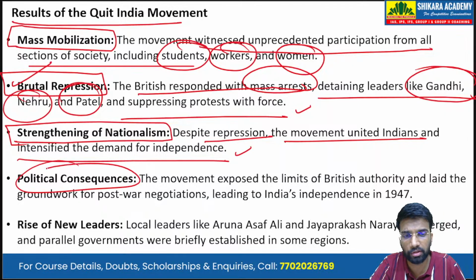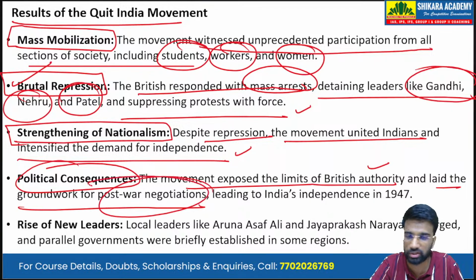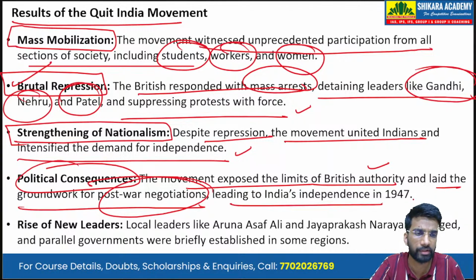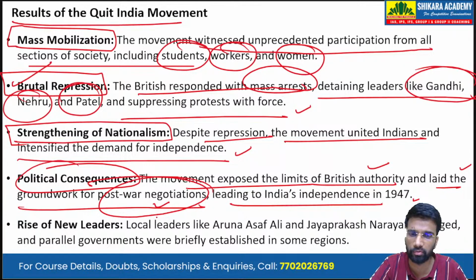Then the political consequence was that the movement exposed the limits of British authority and laid the groundwork for post-war negotiations, which ultimately led to India's independence in 1947. The so-called British supremacy got exposed: the British are not invincible, and they can be dislodged. So it laid the groundwork for the post-war negotiations.